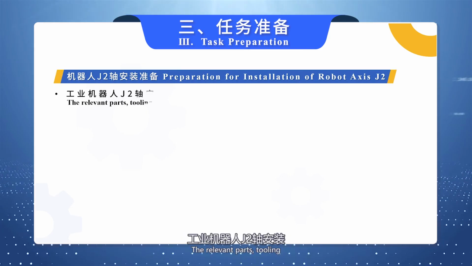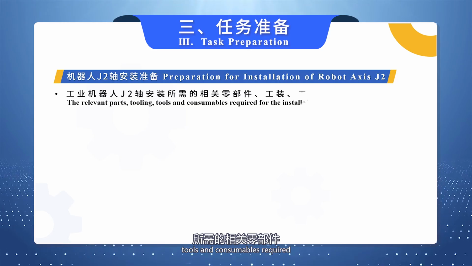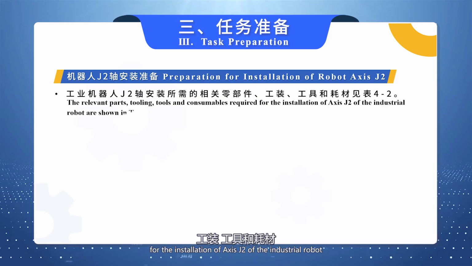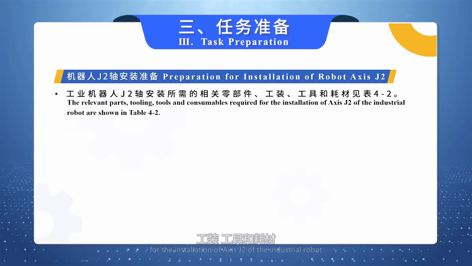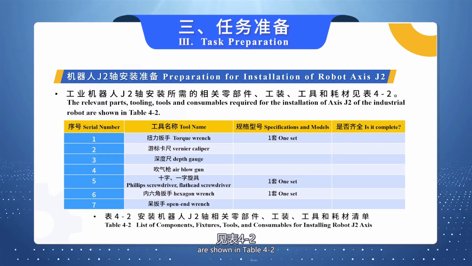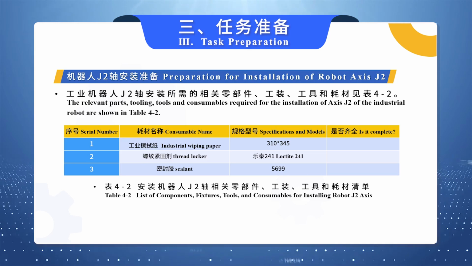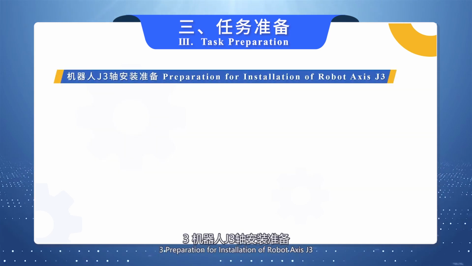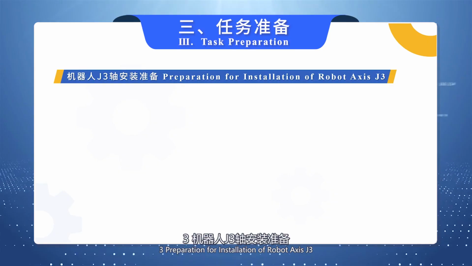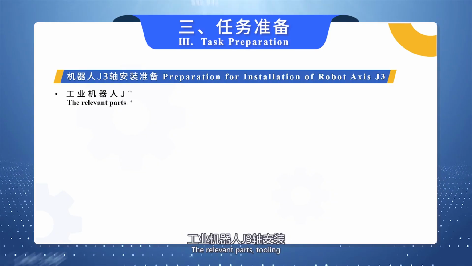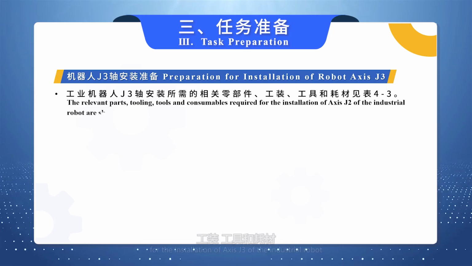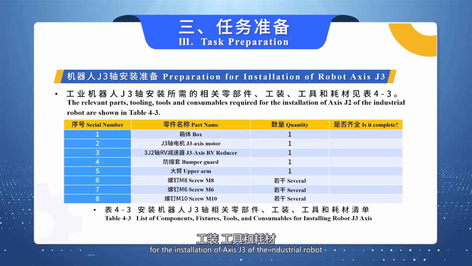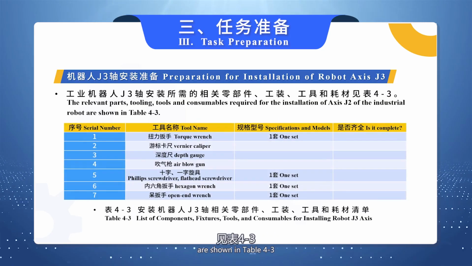Second, preparation for installation of Robot Axis J2. The relevant parts, tooling, tools, and consumables required for the installation of Axis J2 of the industrial robot are shown in Table 4-2. Third, preparation for installation of Robot Axis J3. The relevant parts, tooling, tools and consumables required for the installation of Axis J3 of the industrial robot are shown in Table 4-3.